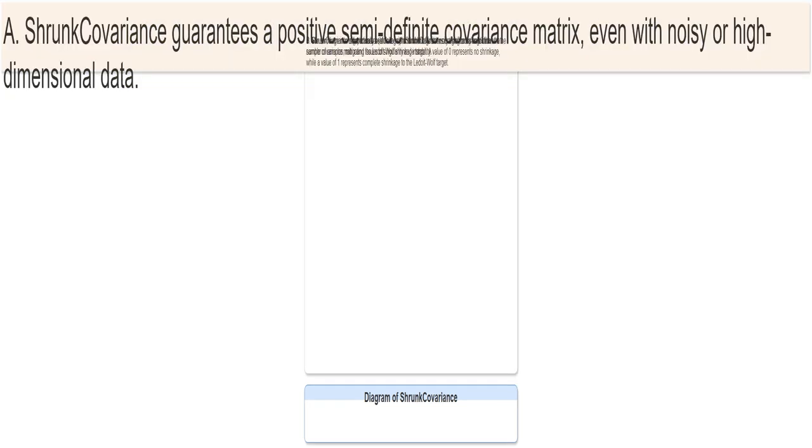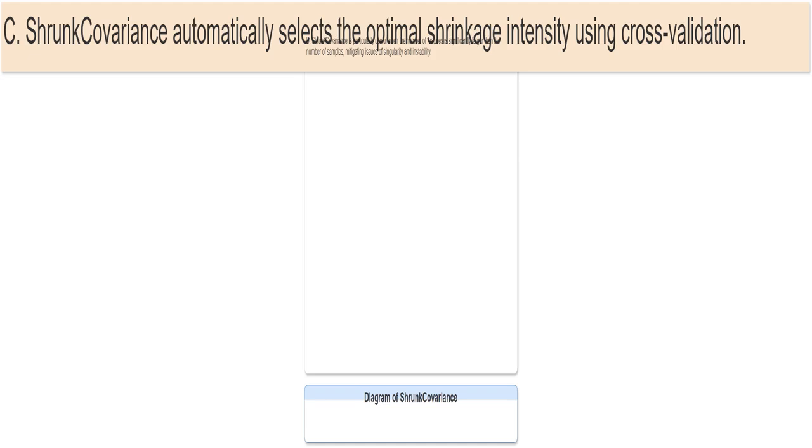I want to emphasize that this statement is incorrect. ShrunkCovariance does not automatically find the best shrinkage value. You need to provide that value or use another method, such as the Ledoit-Wolf method, to estimate it. It's a bit like saying a car automatically chooses the best route without needing directions. That's not how it works. Although a diagram would be helpful, there's no diagram provided in this text to be described here.